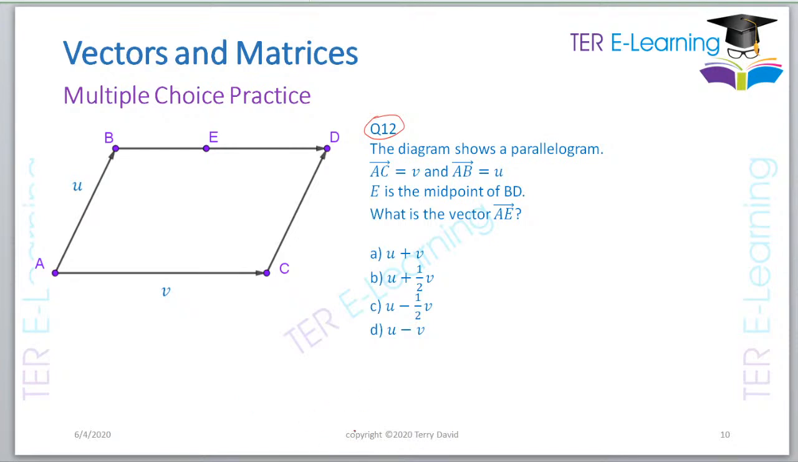So we have a parallelogram, right? But the question wants, what is the vector AE? So question 12. I'll wait for you all to work this out. I want you all to at least try it.